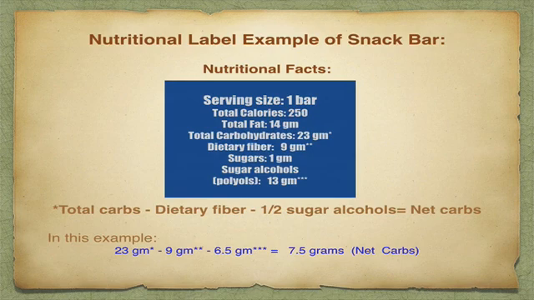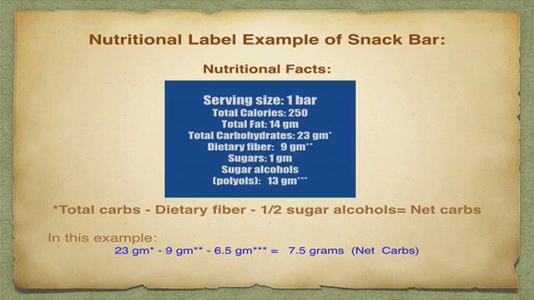So total calories, there'll be a heading for that. In this case, it says 250 calories. Total fat is 14 grams. Total carbohydrates in this example is 23 grams. Dietary fiber is 9 grams. Sugar is 1 gram. It's another subheading you'll see.